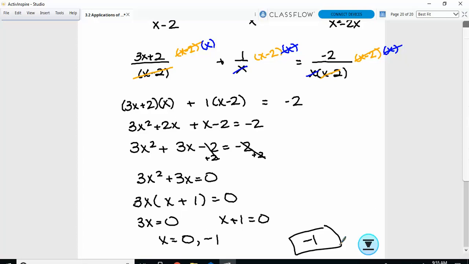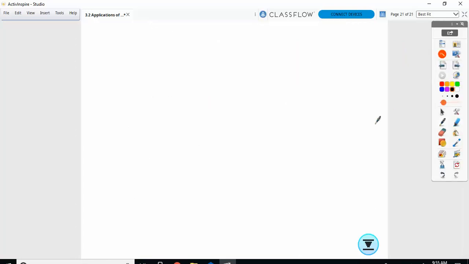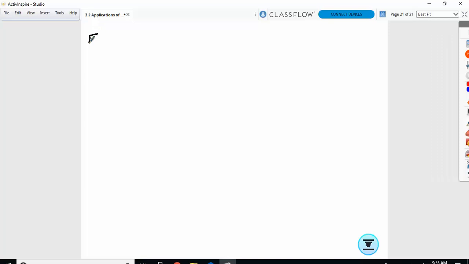Are we okay on those equations? With equations, we try to multiply to get rid of the fraction. With inequalities, our strategy is different. We need to get a fraction on one side and 0 on the other. So let's say I gave you this one.